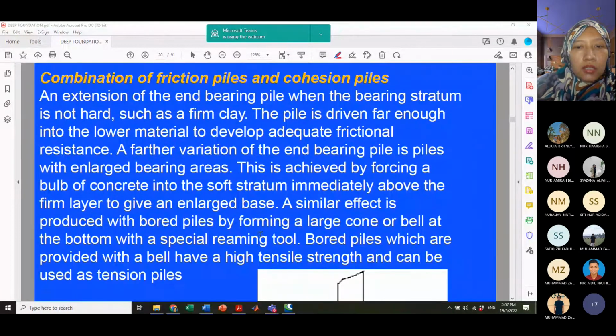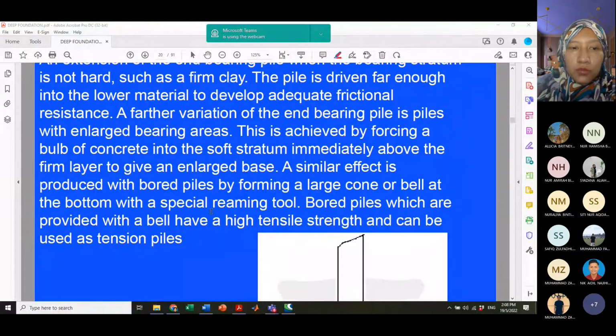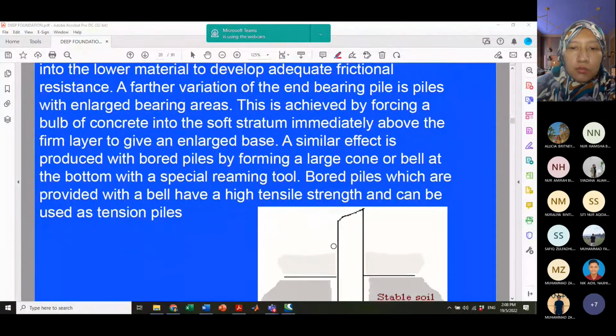Okay, the combinations of friction piles and cohesion piles. So somehow we need to combine the end bearing pile and also the skin pile when you have structures carrying different loads, for example vertical loading, horizontal loading, and moment. So for example here, it can be used as a bell pile, which is provided with a bell, has a high tensile strength and can be used as a tension pile.